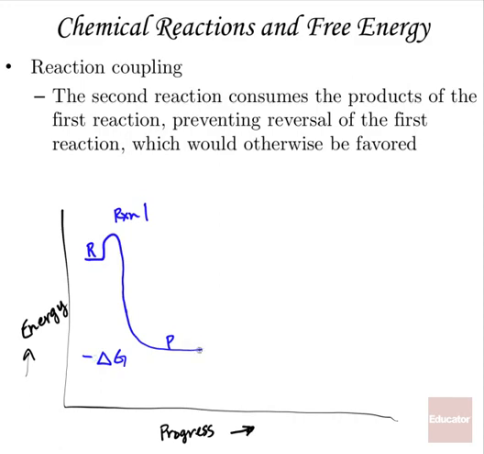This can be coupled to another reaction where it is a positive delta G, right? And actually, this product of reaction 1 now becomes the reactant of reaction 2. Okay? So that is how they can be coupled to force a positive delta G non-spontaneous reaction to go forth.